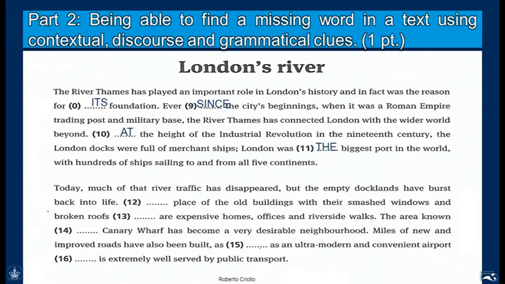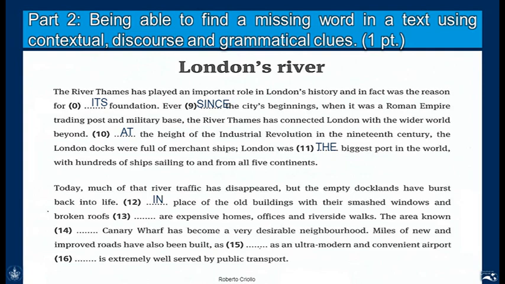Today, much of that river traffic has disappeared, but the empty docklands have burst back into life. Let's see. Number 12. In place of the old buildings with the smashed windows and broken roofs are expensive homes and riverside walks. So in this case, we're talking about something that was in the past and something that happens in the present. In the past, there were old buildings with smashed windows and broken roofs, and today there are homes, offices, and riverside walks. So we need to see then that number 12 will be in place of the old buildings.